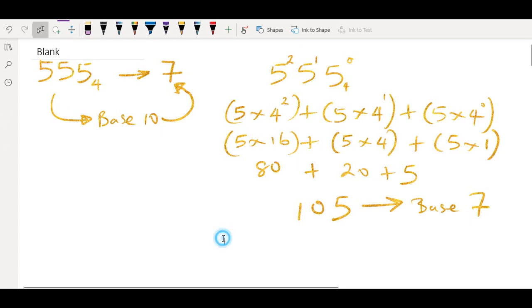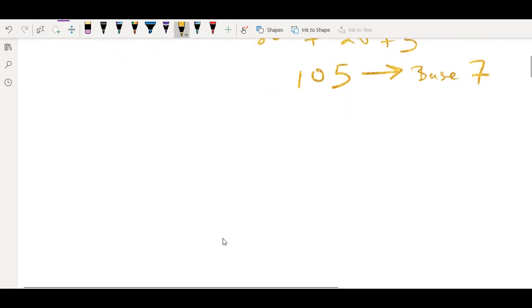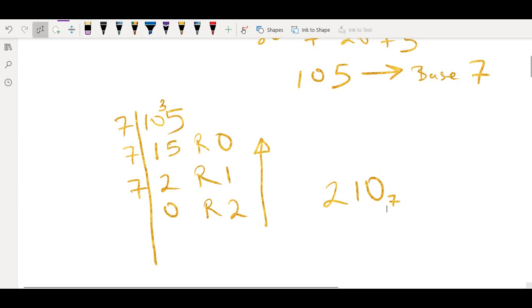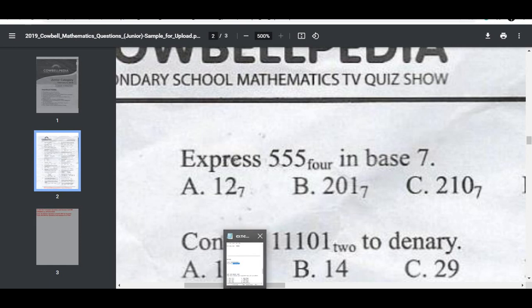Okay. So how do we take it to base 7? Divide by 7. 7 into 365, 7 into 52, 7 into 7. Right? Yes. So what's the answer? 1, 0, 2, 3 in base 7. And that was what? Option C. Option C, 210. But you are getting 201, Ama. It's 210. Okay. Option C, correct. 210, good. Okay, everyone, let's solve number 2.